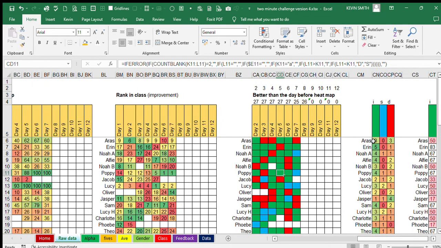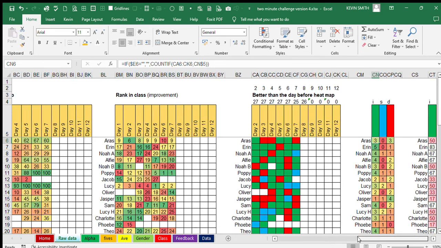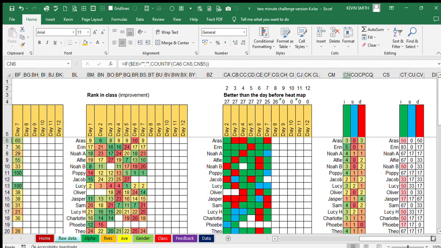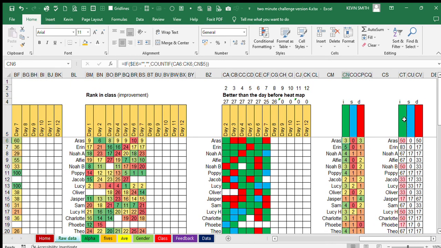So Aris has scored, out of the 7 days, 3 of those days he's increased his score from the previous day, and 3 of the days he's decreased his score compared to the previous day. Again, Poppy, she increased her score 4 times out of 7. One day she stayed the same, and 1 day she decreased. And those are the percentages as well. 50% were increased by Aris, 50% were decreased.